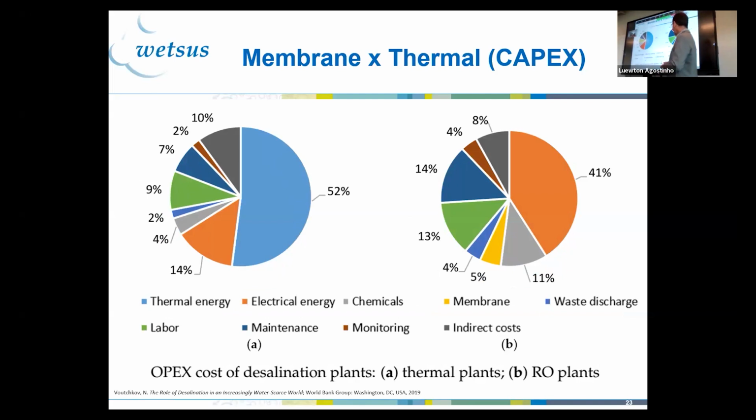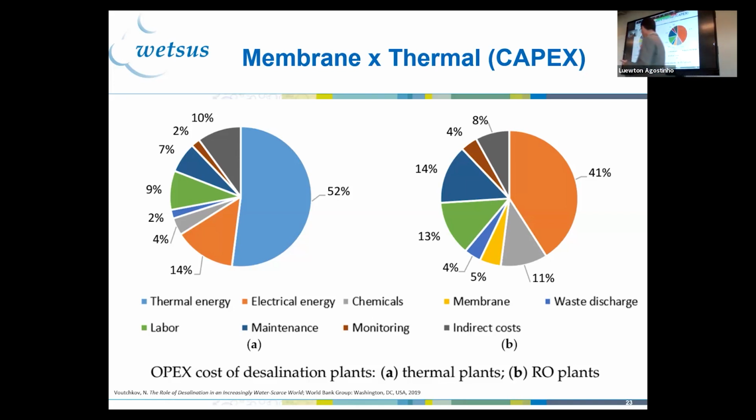When you go to OPEX cost, then you see it's very different from thermal to RO. Now in the thermal, of course, 52% of all the energy you use to operate your system is thermal energy, while in the RO plants, 41% is the electrical energy. So it's more or less a balance between electric and thermal. And then you also have a very large cost for the chemicals in the membrane side because of the membrane cleaning, while these chemicals in the thermal desalination only correspond to 4%.